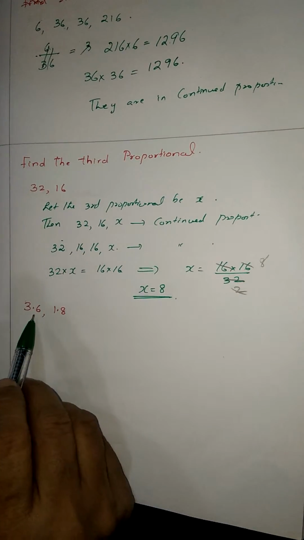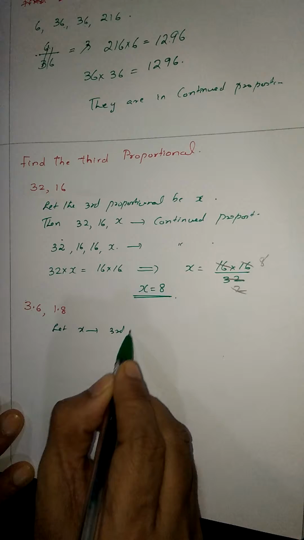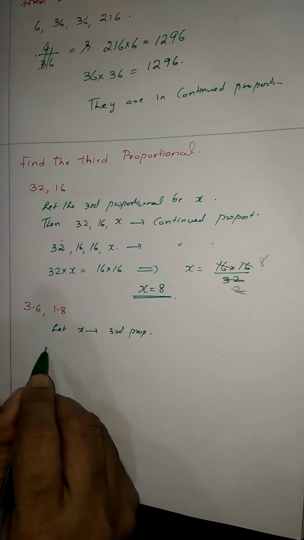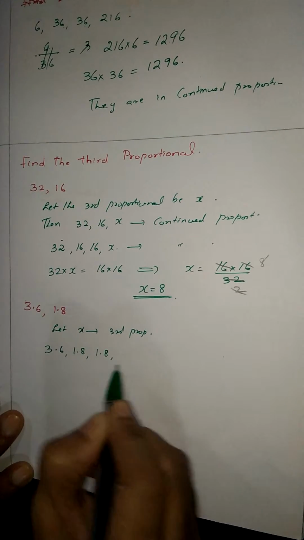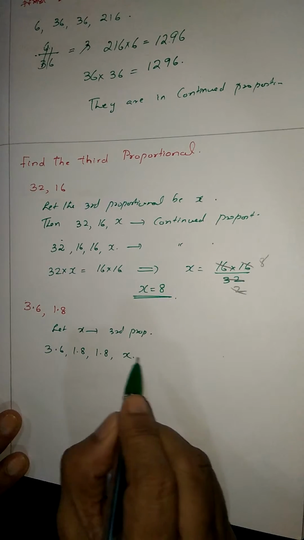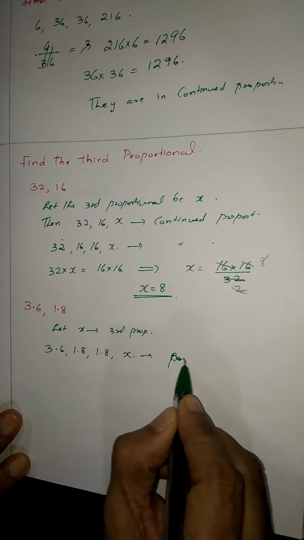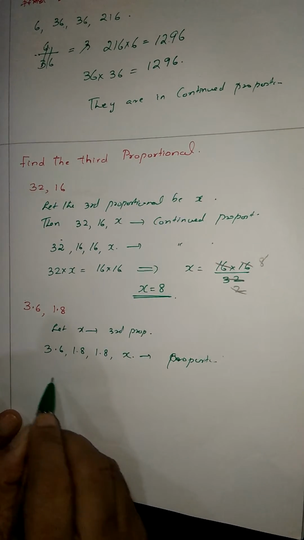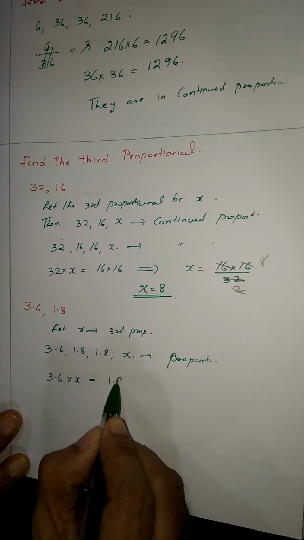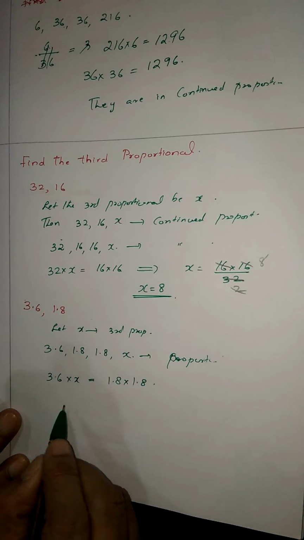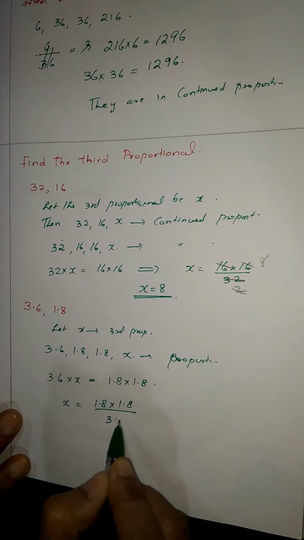Similarly here, the same method: 3.6 and 1.8. So let x be the third proportional. So we can write 3.6, 1.8, 1.8 and x. They are in proportion. So we can write 3.6 into x is equal to 1.8 into 1.8. From this you will get x is equal to 1.8 into 1.8 by 3.6.